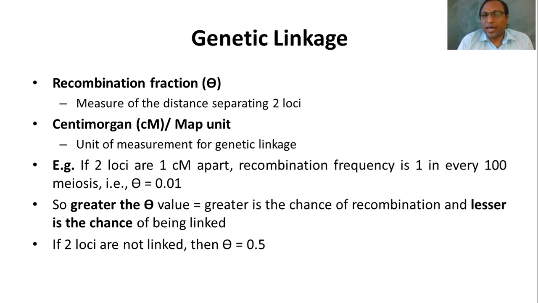If two loci are 1 centimorgan apart, the recombination frequency is 1 in every 100 meioses, that is, theta is equivalent to 0.01. So the greater the theta value, the greater the chance of recombination and the lesser the chance of being linked. If it is far away, the chance of linking is very low, but recombination will take place. So if two loci are not linked, then theta is 0.5 and above.